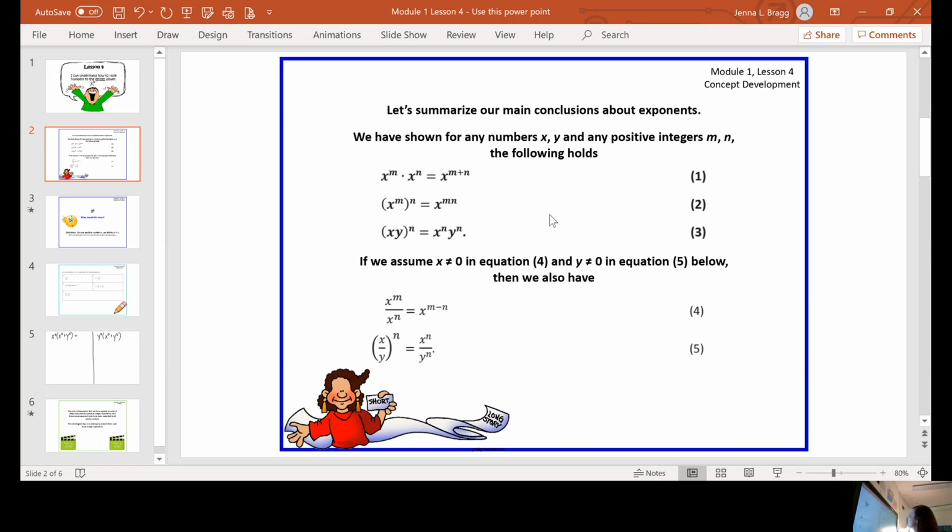So up until this point, we've talked about multiplying. We've talked about raising powers to a power. We've talked about dividing. We've talked about raising fractions to a power. If you need to review any of those, go back and you can find multiplying and dividing in lesson 2, powers to a power in lesson 3.